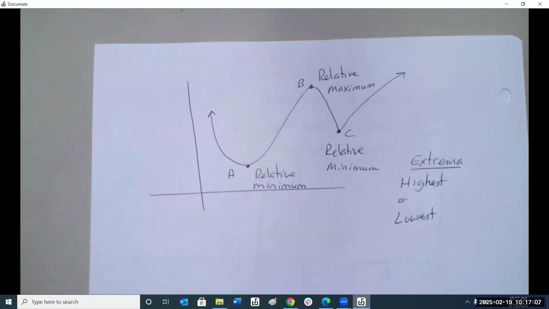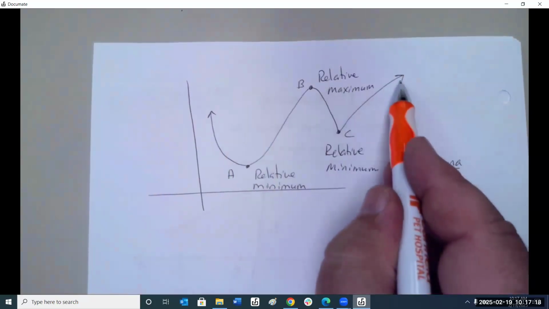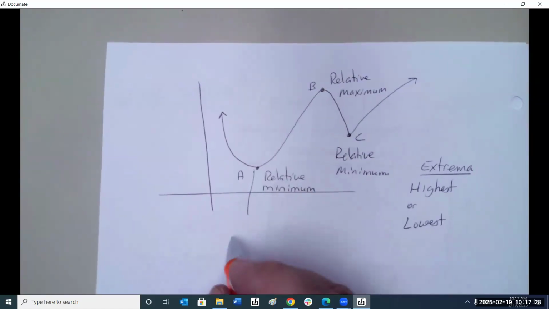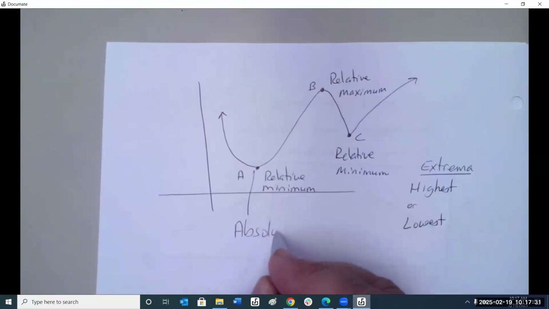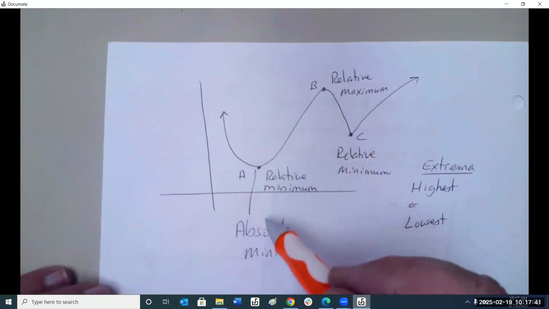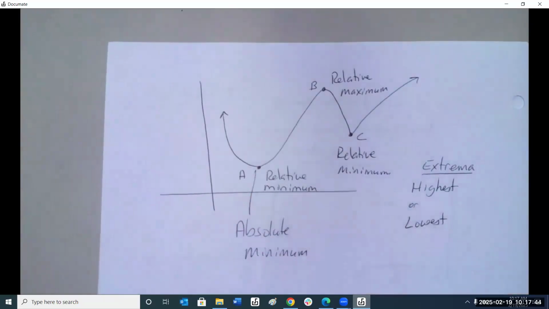There can only be one absolute maximum. The absolute maximum or minimum is the highest or lowest. Do we have an absolute maximum here? No, because it goes on forever. So infinity doesn't count. It's not a value. You can't get to it. Do we have an absolute minimum? Yes, because it's the lowest of all the graph. You can have many relative maxima or minima, but you can only have one absolute maximum and one absolute minimum at most.